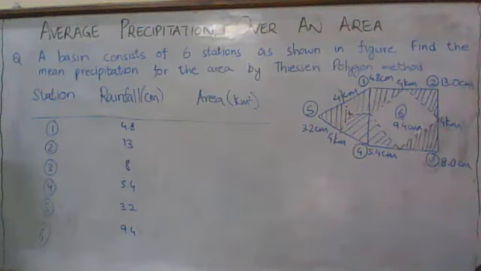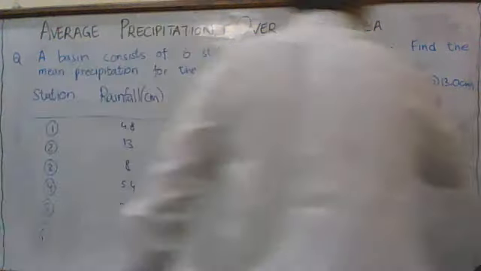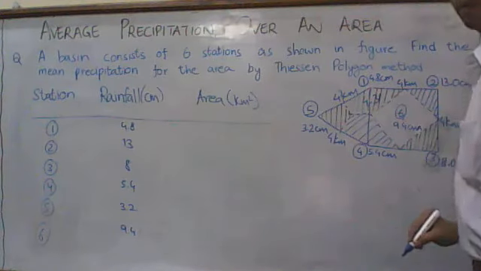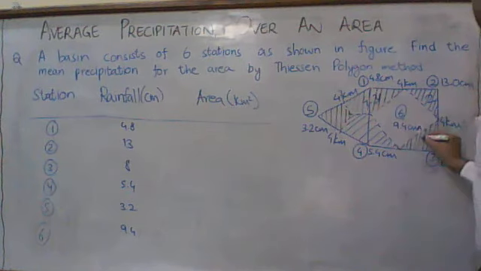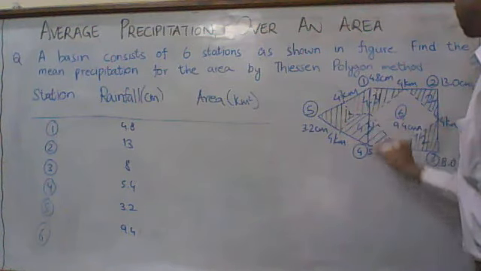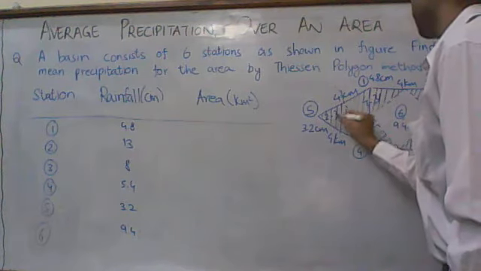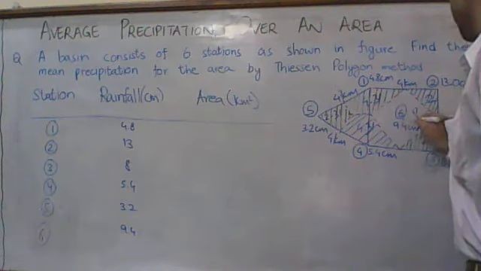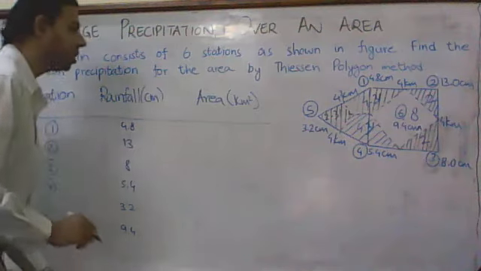Now the areas we also calculated. The area for station 1 came out to 4.31. For station 2 it was 2. For station 3 it was 2. For station 4 again it was 4.31. For station 5 it was 2.31. And for station 6 it was 8. So we directly mention the areas.